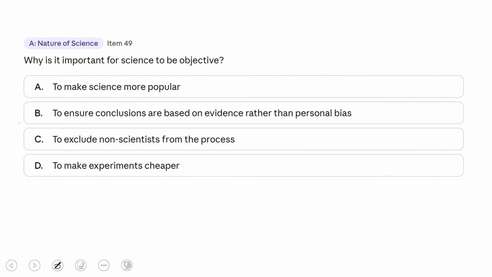49. Why is it important for science to be objective? A, B, C, or D? All right, the answer is letter B, to ensure conclusions are based on evidence rather than personal bias. When you say objective, it is based on empirical observation, empirical data.